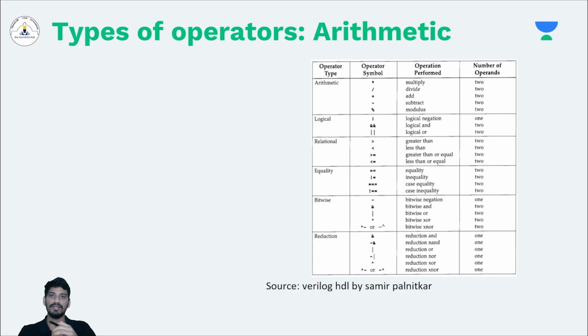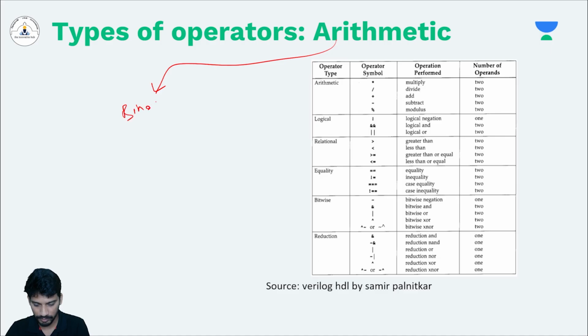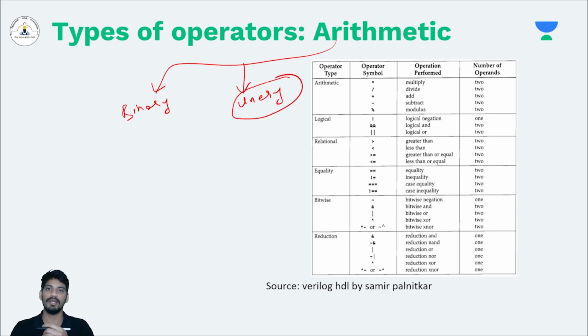So let's discuss different types of operators. Let's start with arithmetic operators. There are basically two types of arithmetic operators: one is binary and the other one is unary. The unary operator has higher precedence compared to the binary operators. The unary operators take only one operand and binary will take two operands, right?